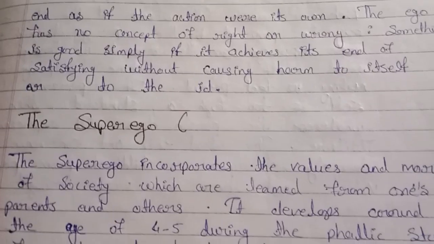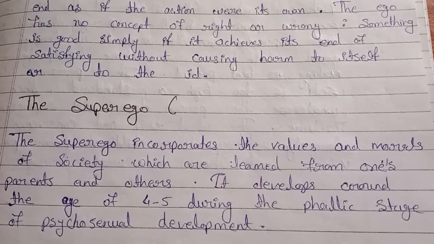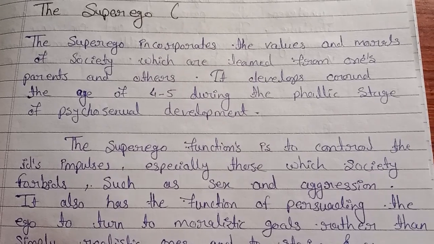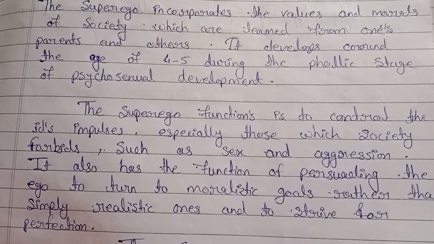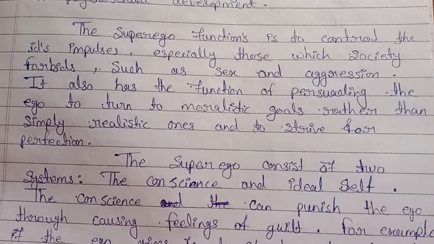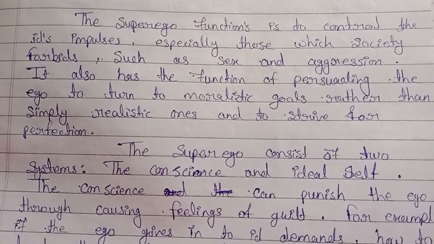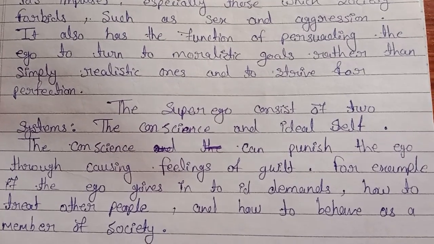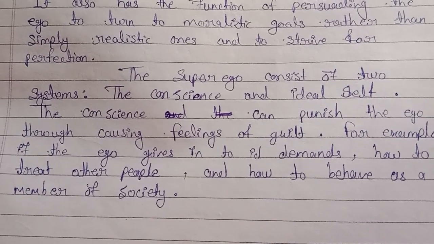Now the next is superego. Superego incorporates the values and morals of society which are learned from one's parents and others. It develops around the age of 4 to 5 during the phallic stage of psychosexual development. The superego's function is to control the id's impulses, especially those which society forbids, such as sex and aggression. It also has the function of persuading the ego to turn to moralistic goals rather than simply realistic ones, and to strive for perfection.